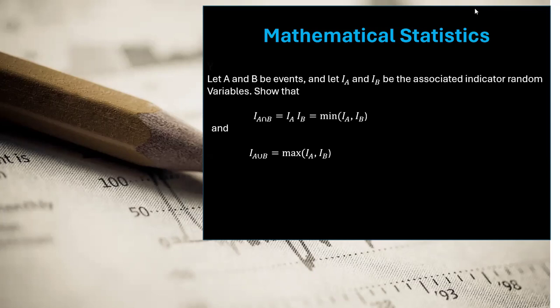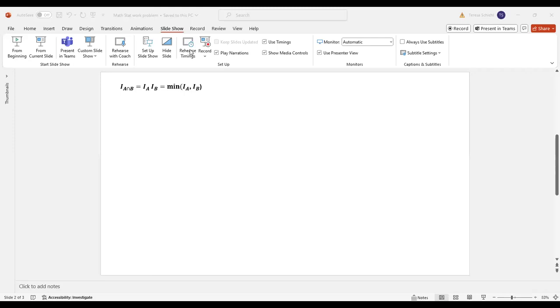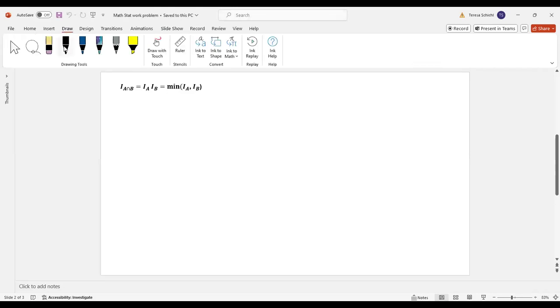Okay, so now let's go ahead and start to solve these problems. Let's try to solve the first part. The indicator random variable of A intersect B is equal to IA times IB, and then is equal to the minimum value of IA and IB.